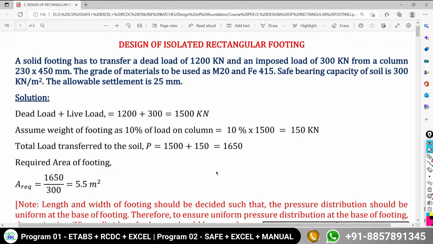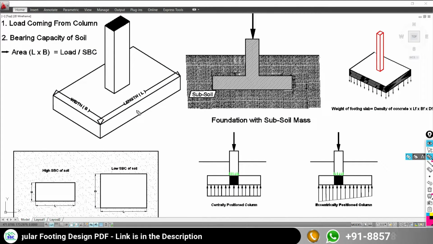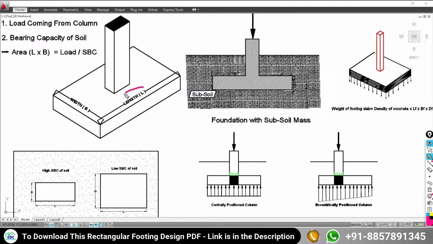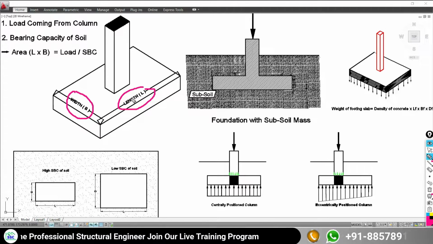Now let's start the design. In the first step, we need to find out the in-plan dimension of the footing. So try to understand what is meant by the in-plan dimension of the footing. The requirement of this length and the requirement of this width is what is the in-plan dimension of the footing. How much the length and how much the width of the footing should be for a safe design mainly depends on two important factors.